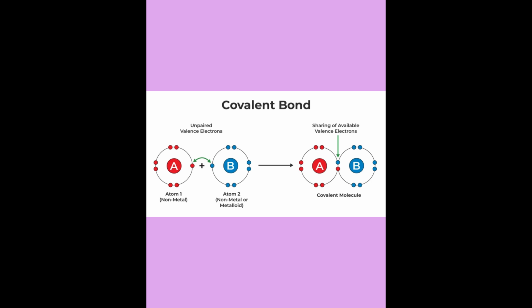So what can we conclude from this? One covalent bond means sharing of one pair of electrons. One covalent bond is equal to sharing of one pair of electrons.